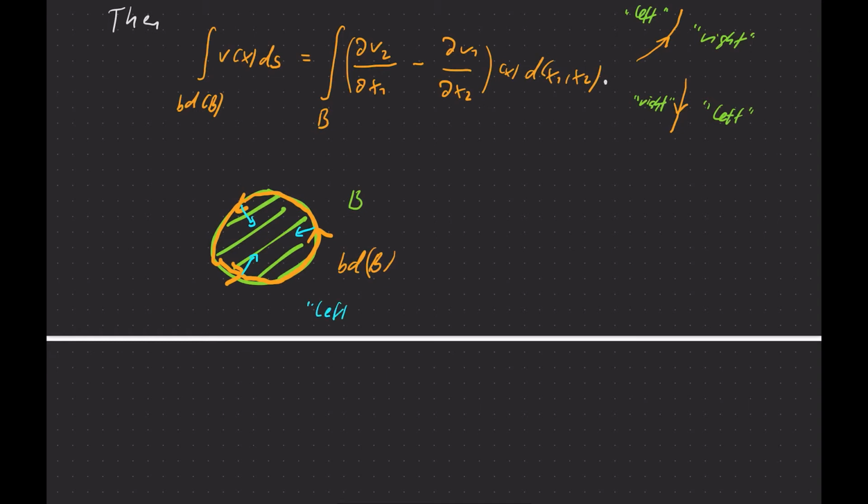So these arrows point to the left of the direction of traversal that we indicated by the arrows. So we just need to pay attention when we derive the parametrization of the curve, that we do it in the right way, such that the set B is to the left of the curve.